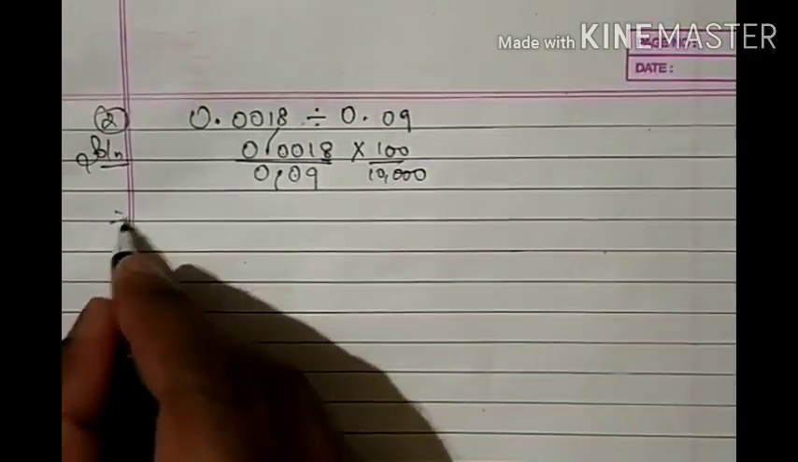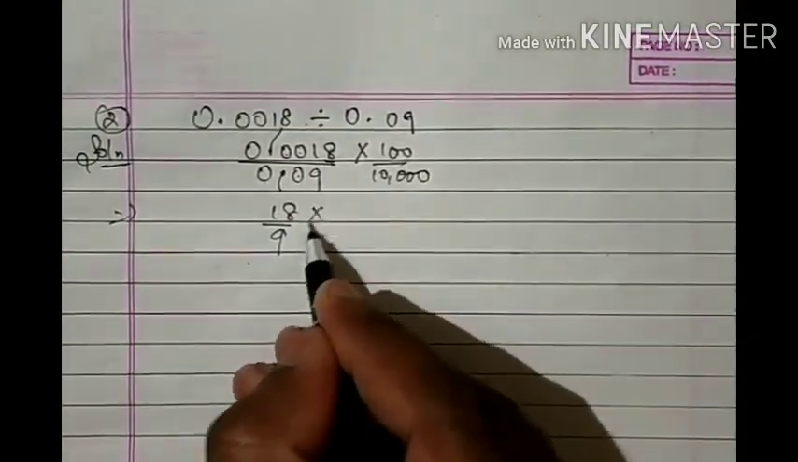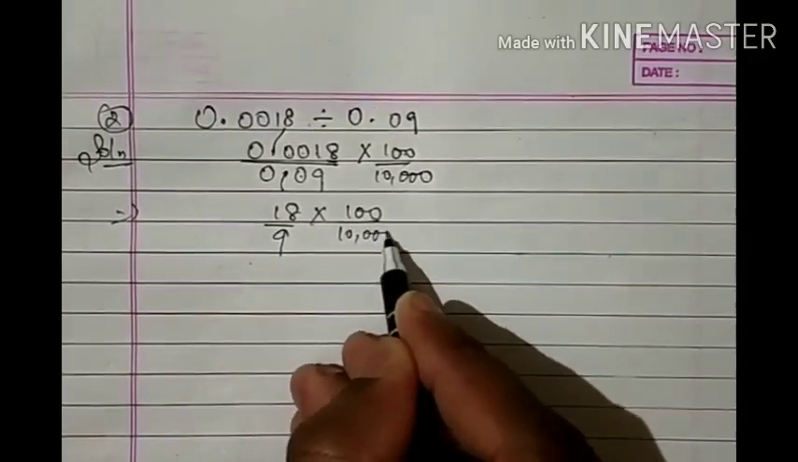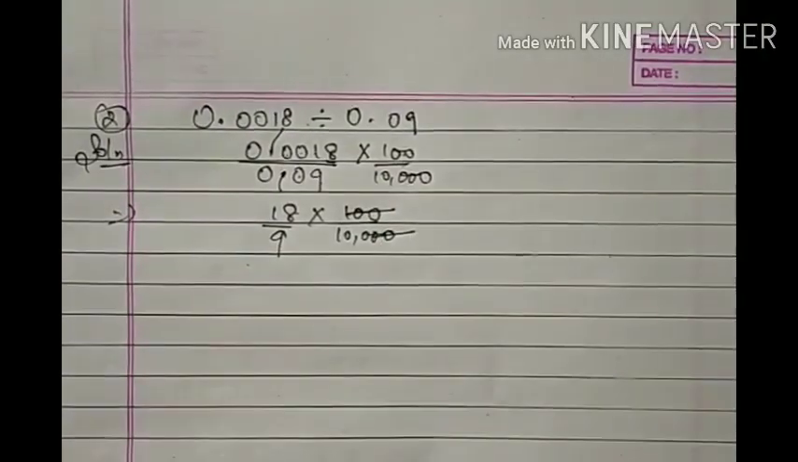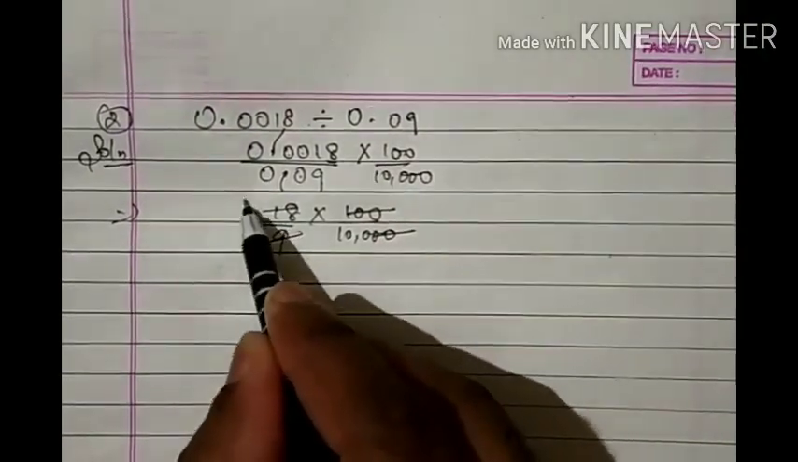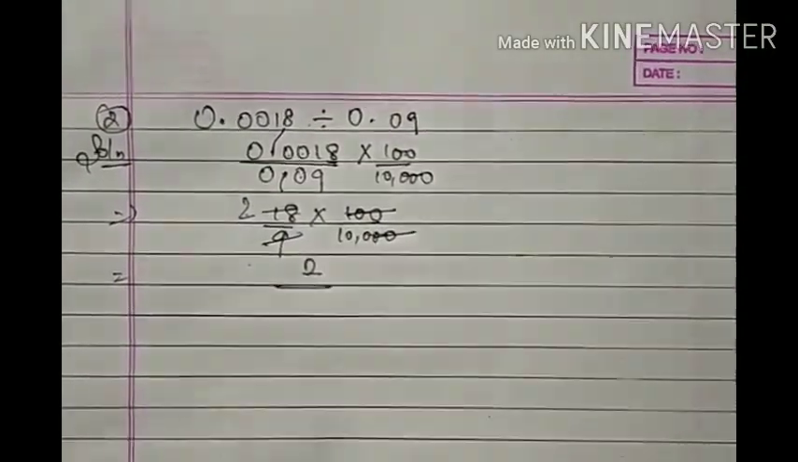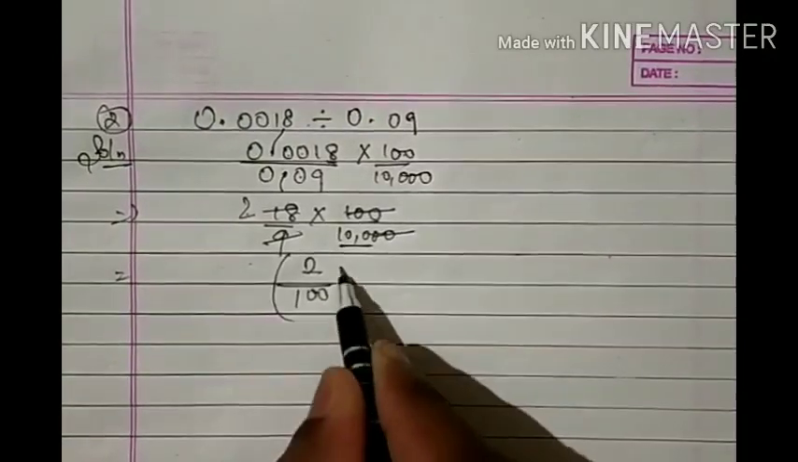Now what can we write? We can write 18 divided by 9 multiplied by 100 divided by 10,000. Any problem? 2 zeros will cancel 2 zeros and 9 will go into 18 how many times? 2. What do we get? 2 over, we are left with 100. And what is 2 by 100? You all know.